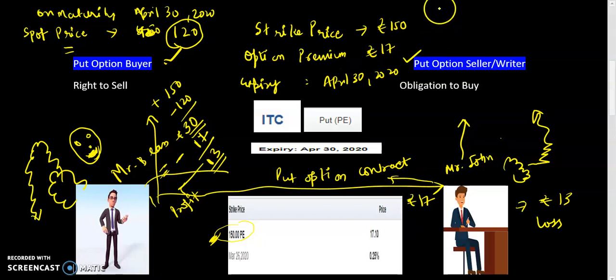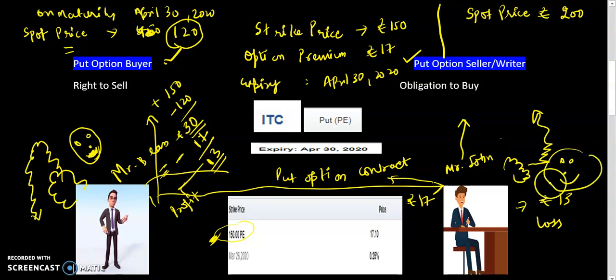Let's take another scenario. If on maturity price, spot price in the market happens to be 200. Mr. John is happy now because Mr. Bean will not exercise his option right to sell, and option will become worthless. Mr. John gets to keep premium amount, which is 17.